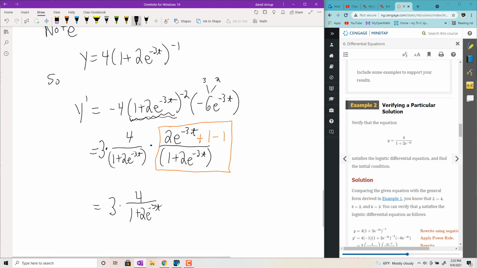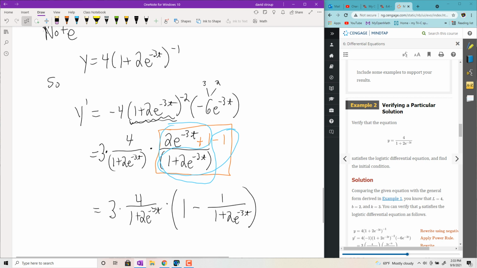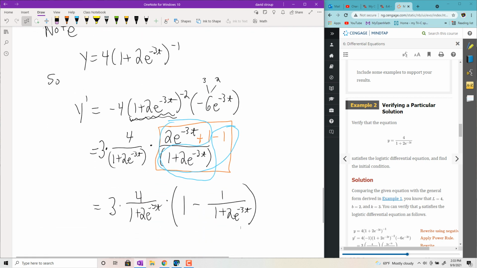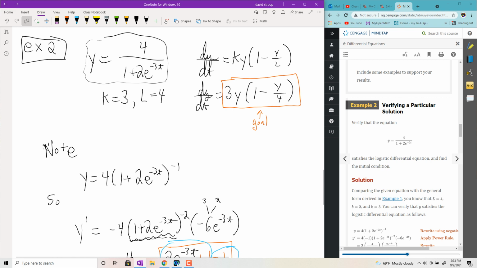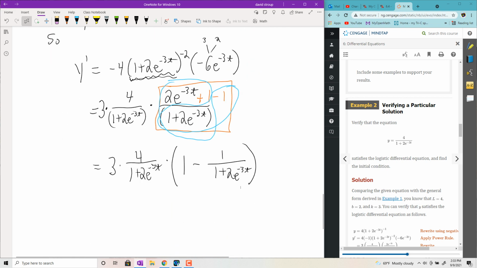I'm going to chop this new fraction into 2 parts. It'll be this fraction minus this thing. So I'll end up with times (2e to the negative 3t plus 1) all over (2e to the negative 3t plus 1), that's just 1. And then minus 1 all over 1 plus 2e to the negative 3t. Okay. And now look at how close I am to my goal. It's almost there, right? All I need is that y over 4. Right now I just have 1.